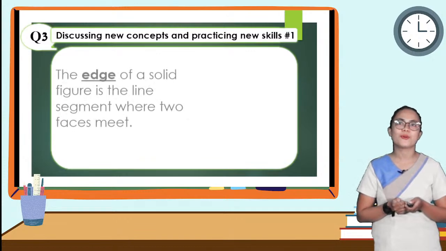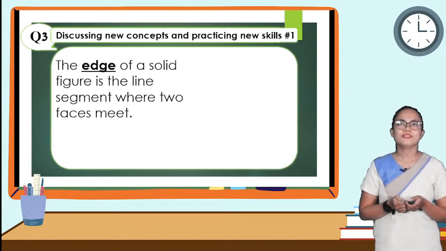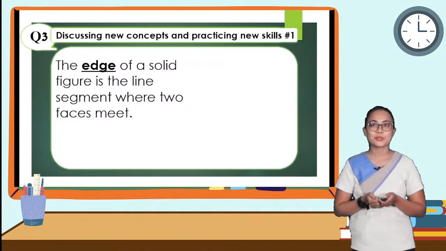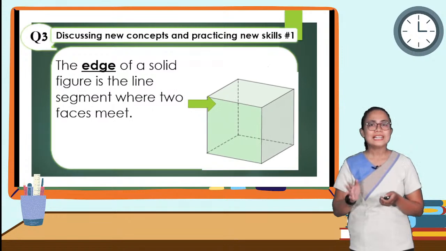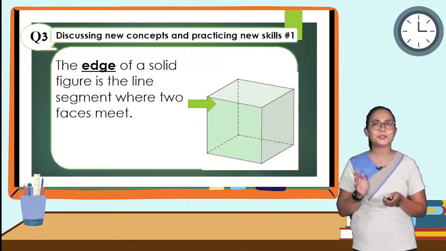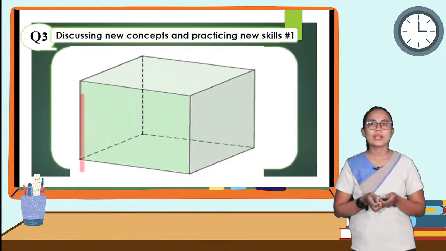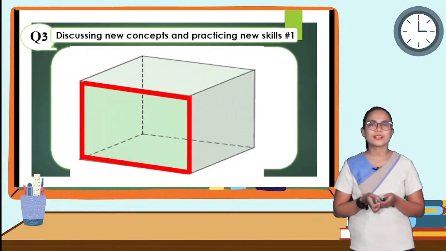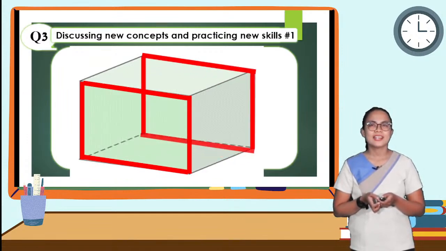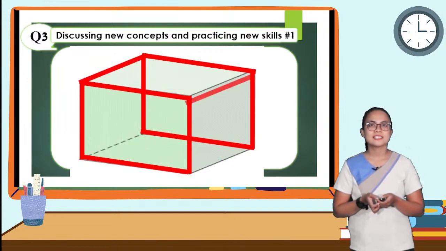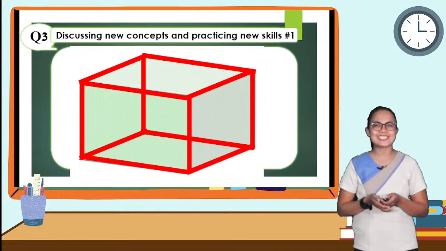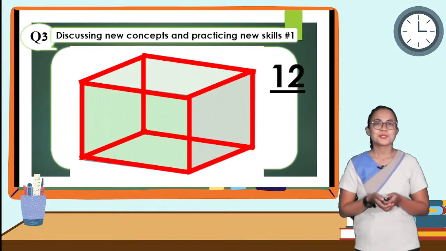Now, let's go to the edge. The edge of a solid figure is the line segment where 2 faces meet. So here it is, the edge. Now let's count the edges of a cube. Let's start, grade 6. We have 1, 2, 3, 4, 5, 6, 7, 8, 9, 10, 11, and 12. Yes, grade 6 learners, we have 12 edges.